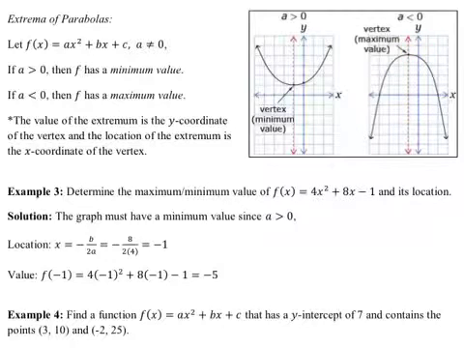But what you need to know for the idea in math is that this is a max and this is a min. And you'll notice that they're the vertices. The vertices are maxes and mins, respectively. Each graph that is a parabola will have either a max or a min.